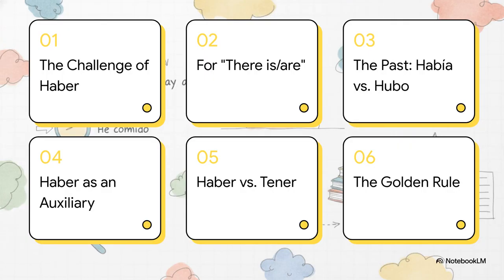Okay, so here's our game plan. We're going to look at how it means there is or there are. Then we'll jump into the past tense, the whole había versus hubo thing. After that, we'll see how it acts as a helper verb. And of course, we're going to tackle the big one, haber versus tener. We'll wrap it all up with a golden rule that'll save you a ton of headaches.